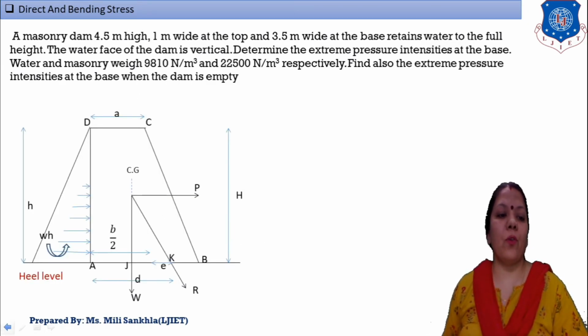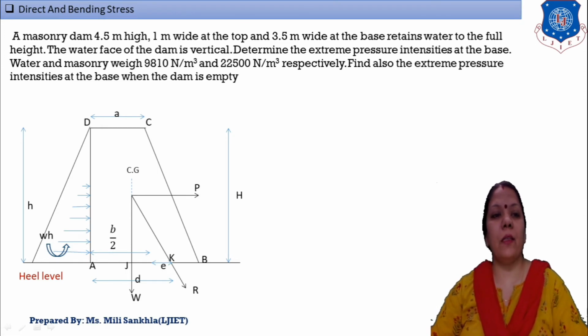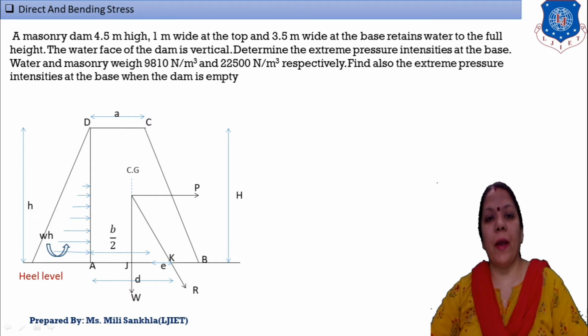Okay, now we solve our example of masonry dam. Before starting this example, again read the given data properly, one by one, and then we solve this example. Masonry dam 4.5 meter high, then 1 meter wide at top and 3.5 meter wide at base.